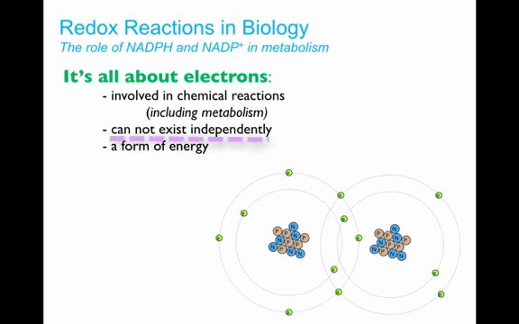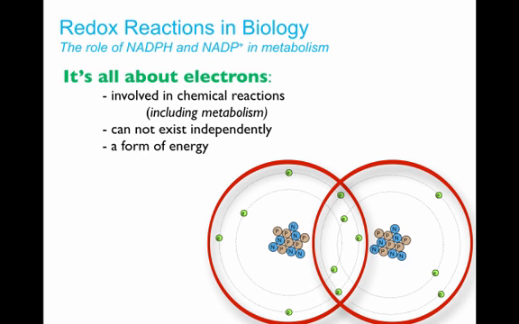Now, electrons cannot exist independently. You will never find an electron just floating around in space. They're always going to be attached to an atom. So in this case, we're seeing two atoms. The nucleus in the center of each atom contains protons and neutrons, and the electrons fill this kind of outside shell around each atom, and these electrons, they each carry a negative charge.